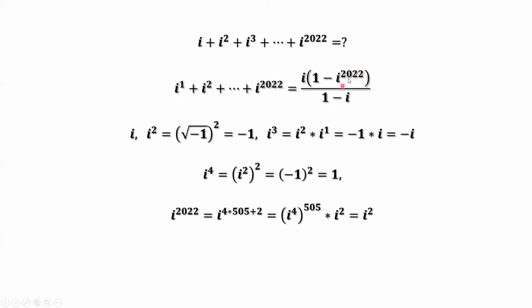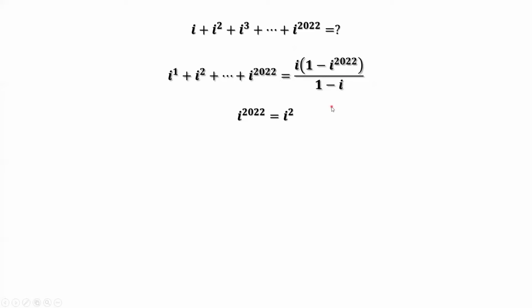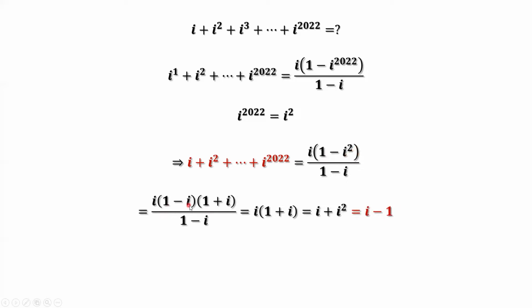Replace i to the power 2022 by i squared. So here, 1 minus i squared. We can factor this as (1 plus i)(1 minus i). We have 1 minus i in the denominator, so we can cancel. We have i times 1 plus i, which equals i plus i squared. What is i squared? i squared equals -1. So i minus 1 is the result.